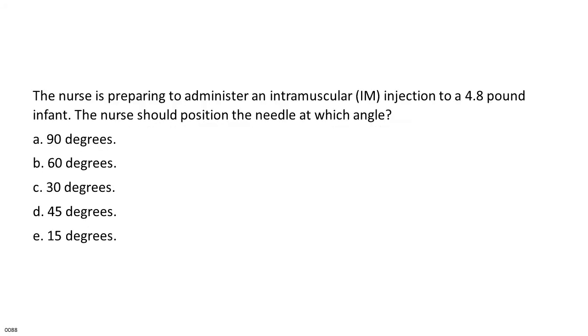The nurse is preparing to administer an intramuscular, IM, injection to a 4.8-pound infant. The nurse should position the needle at which angle? A. 90 degrees. B. 60 degrees. C. 30 degrees. D. 45 degrees. E. 15 degrees.